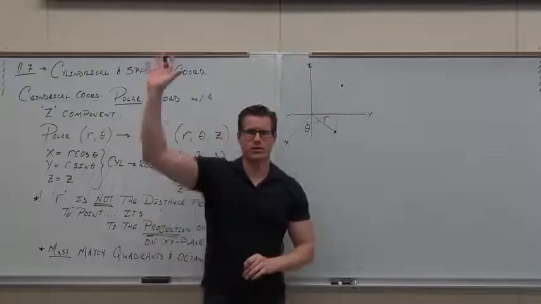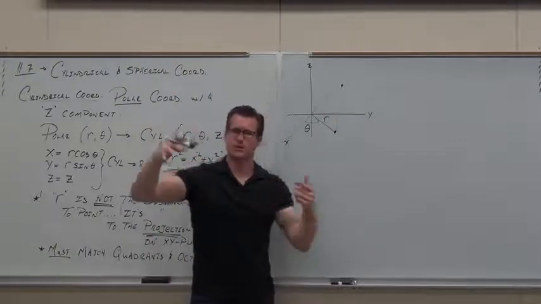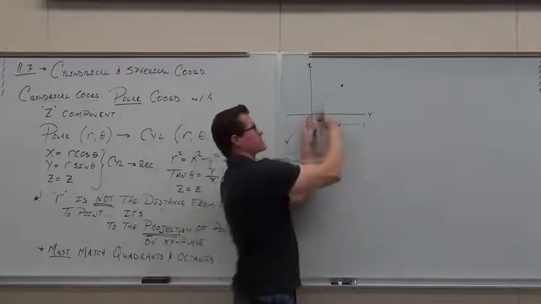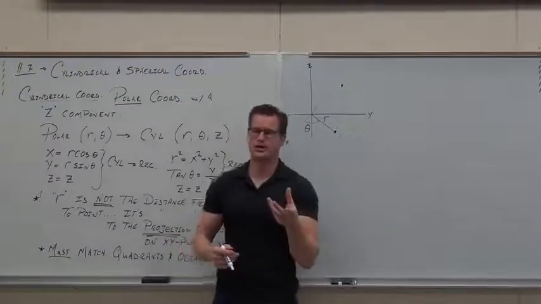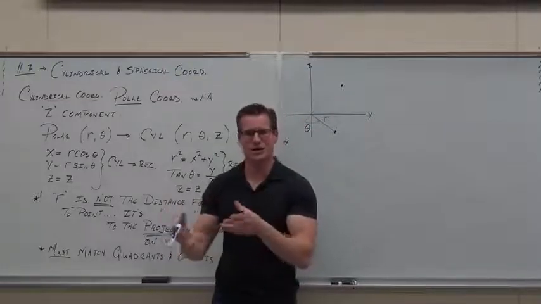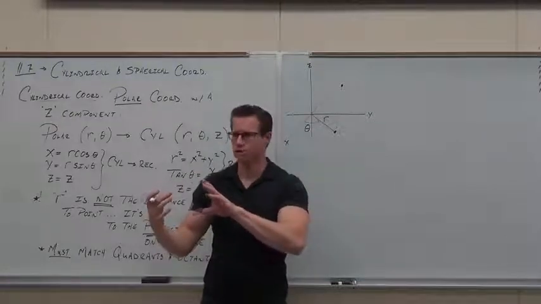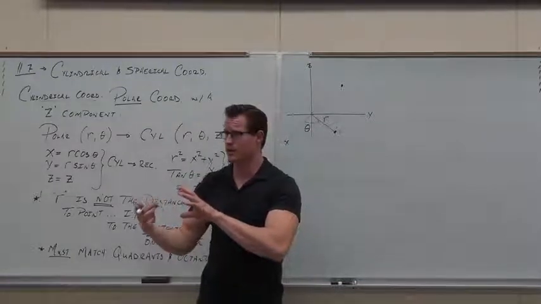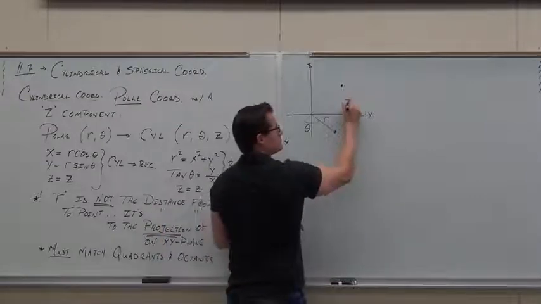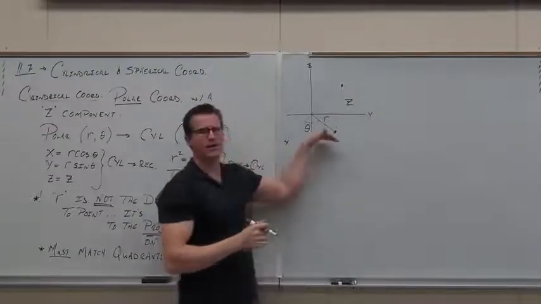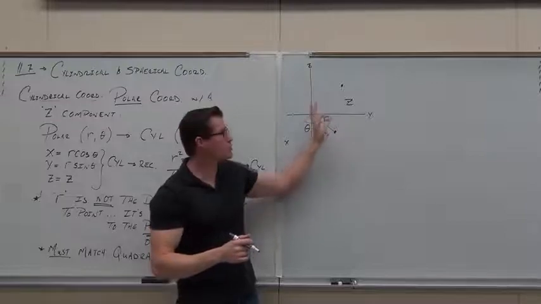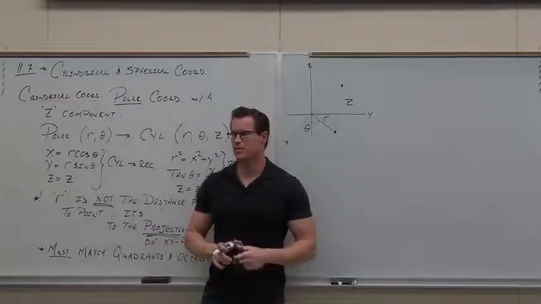Show of hands if you understand what R is. That's R. When we get to spherical, this distance is going to be called rho, the Greek letter for R, standing for radius. So we can't get R and rho confused. I need you to know which one is which. You guys okay with what I'm talking about? The Z, it's still the height, just like any other height. It's just the height that the actual point is above the XY plane.